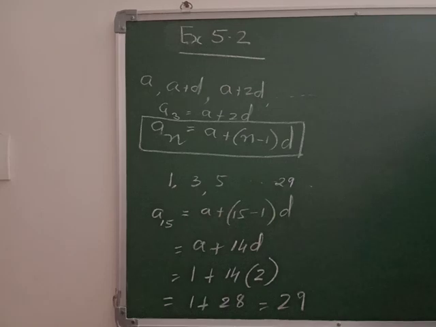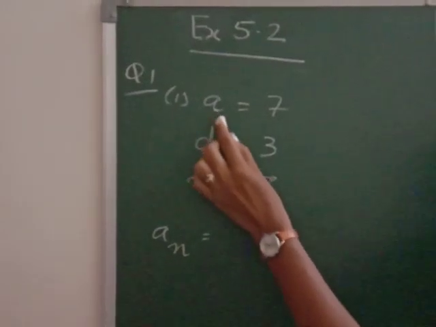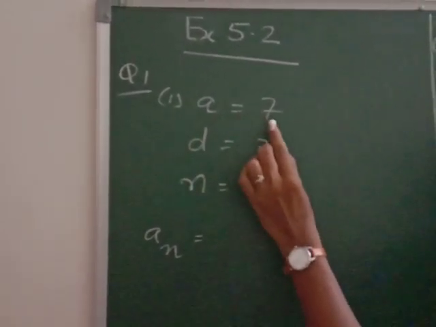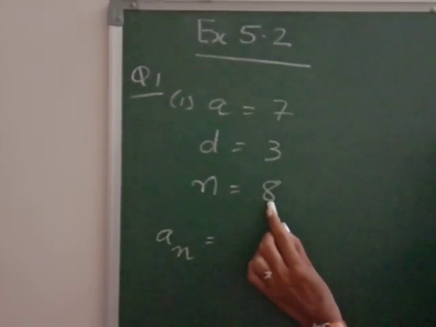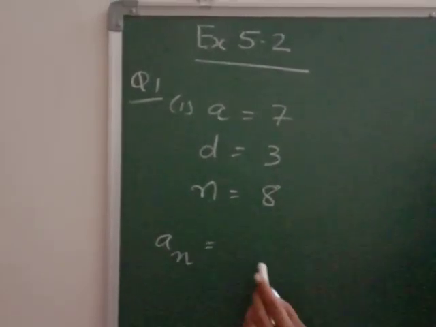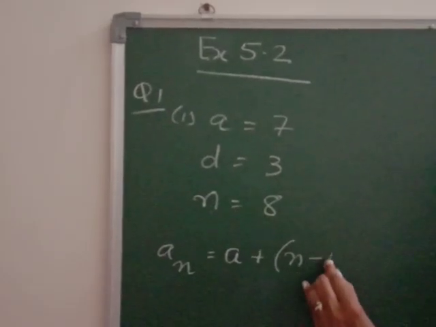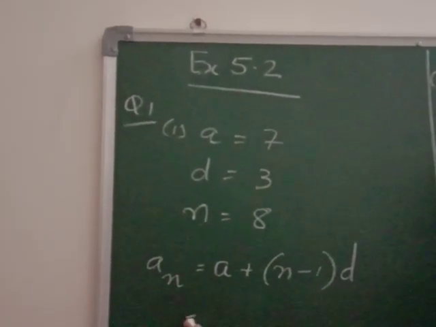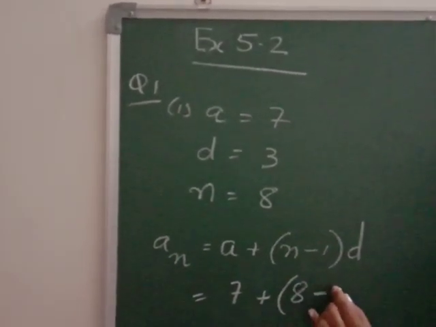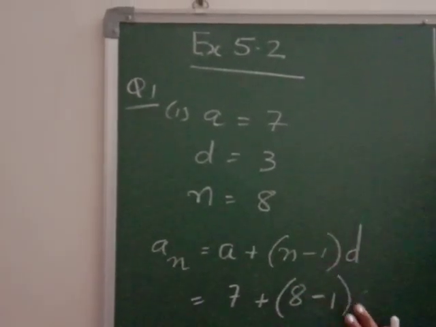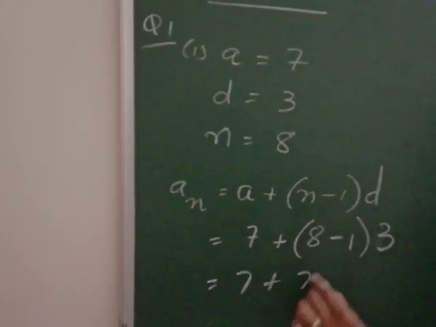So now let's start exercise 5.2. Question number 1. In this question, it is given A is equal to 7, common difference D is equal to 3 and N is equal to 8. Find AN. We know the formula of AN. AN is equal to A plus N minus 1 D. So here what is A? 7. Plus what is N given? 8. Minus 1. What is D given? D is given 3.